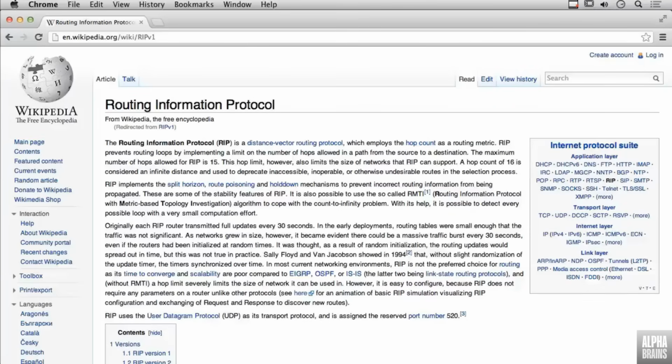We've got a number of different mechanisms that get used to prevent incorrect routing information. So we have split horizon, which basically keeps routing loops from happening. So we know that if a routing update comes in on a particular interface, we don't send that message back out that same interface. Unlike a protocol such as BGP, for example, RIP sends out entire routing tables or partial routing tables all at once.